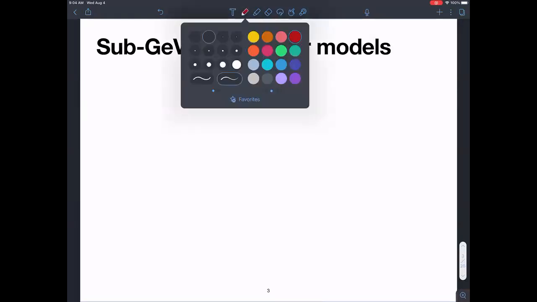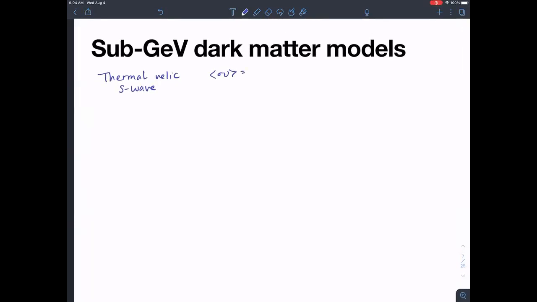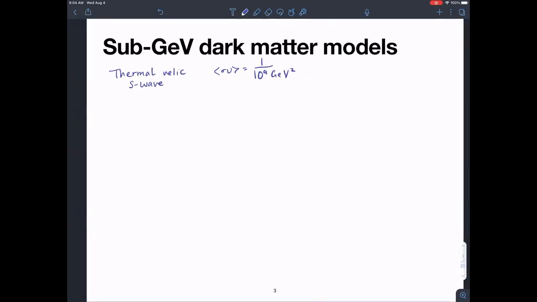Right then, to get started, I will start with the thermal relic cross-section, which was covered quite a bit last week. And this was for S-wave annihilation. So in particle physics units, in order for the dark matter to give us all of the dark matter abundance, the annihilation cross-section should be 1/10⁹ GeV squared.